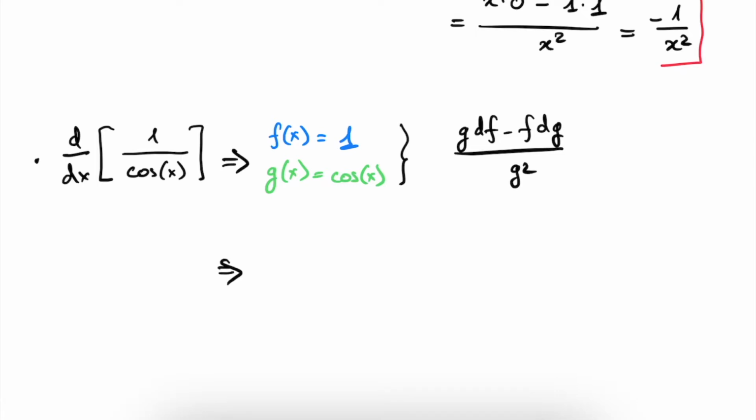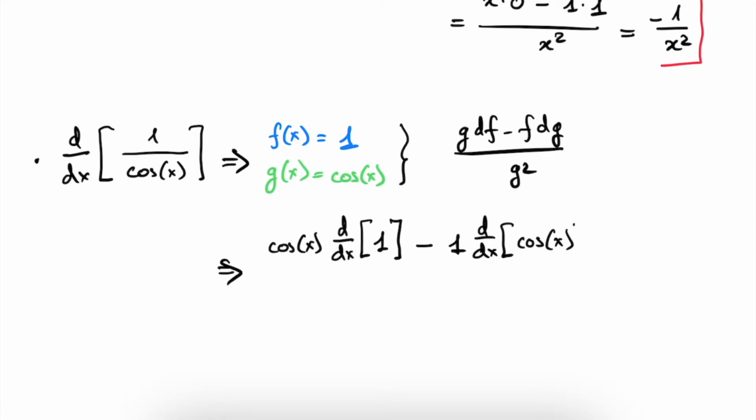Let's fill this in for our example. G is cosine of x. Df means we have to take the derivative of our f function, which is the function in the numerator, which is 1 in our case, minus f, which is just 1, times the derivative of the function in the denominator, which is cosine of x. And we divide this entire thing by g squared, which is the cosine of x squared.